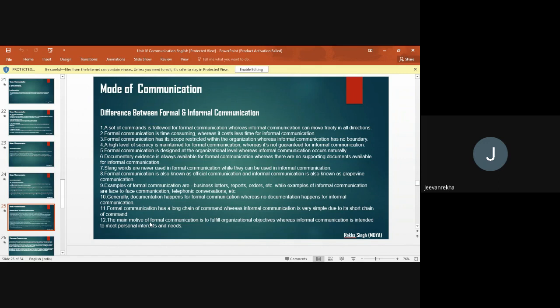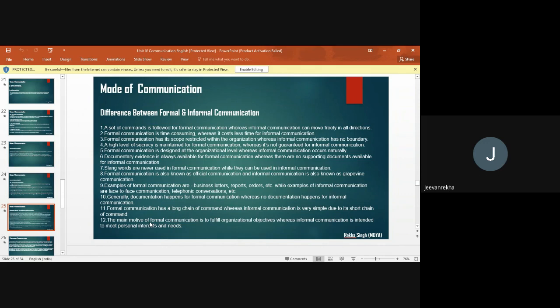Why is informal communication very low cost? Because verbally you can say anything. Getting my point? Now, the third point is formal communication has its scope restricted. It means the boss has said to you that you have to write the letter in only 200 words. So you will not cross the limit, right? That is restricted within the organization, whereas informal communication has no boundary.